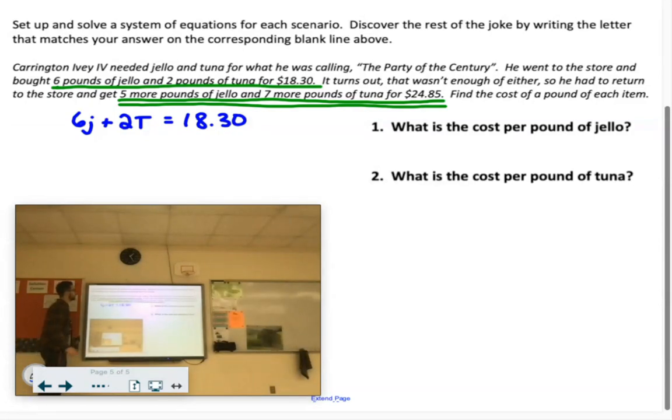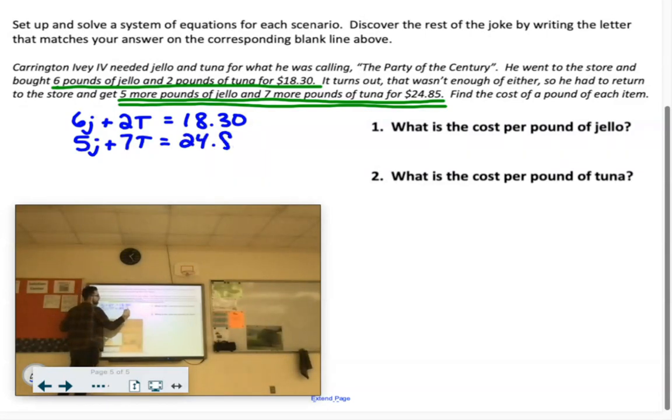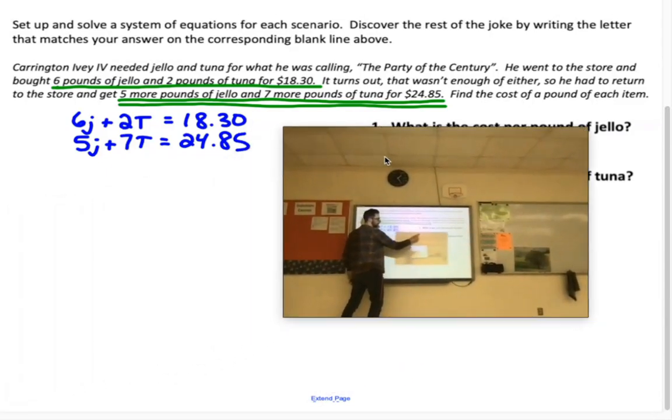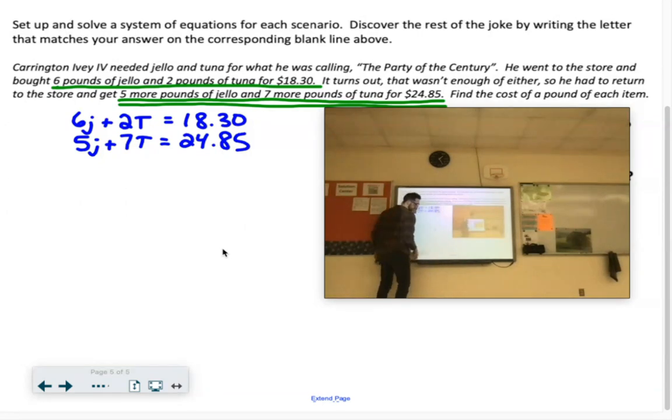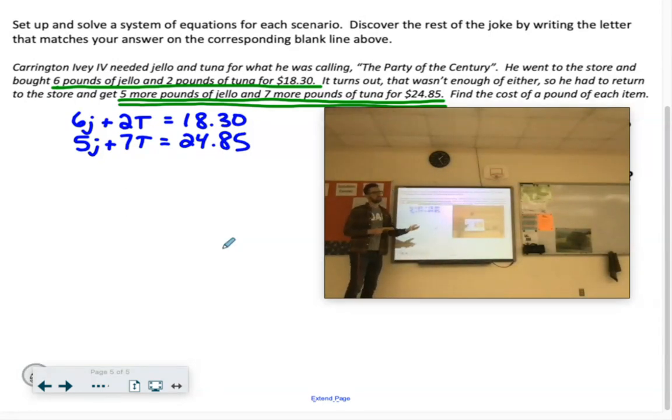Great. That's how we set up every equation. The other time I got 5 pounds of Jello, 5J, plus 7 pounds of tuna, 7T, and that was $24.85. That's the only difference. We just have to set up the two equations. Now I'm going to move all the way over here. Remember, we need either the J's to match up or the T's to match up. It truly doesn't matter which one you do. I'm going to do the T's.